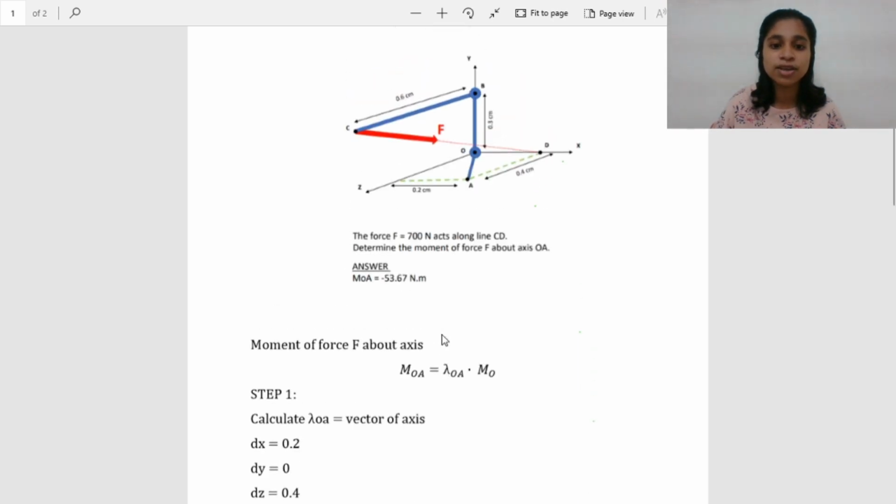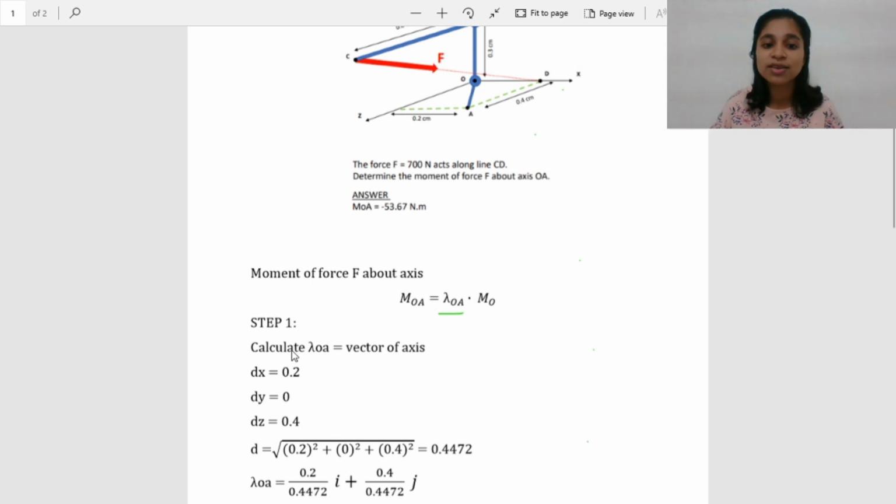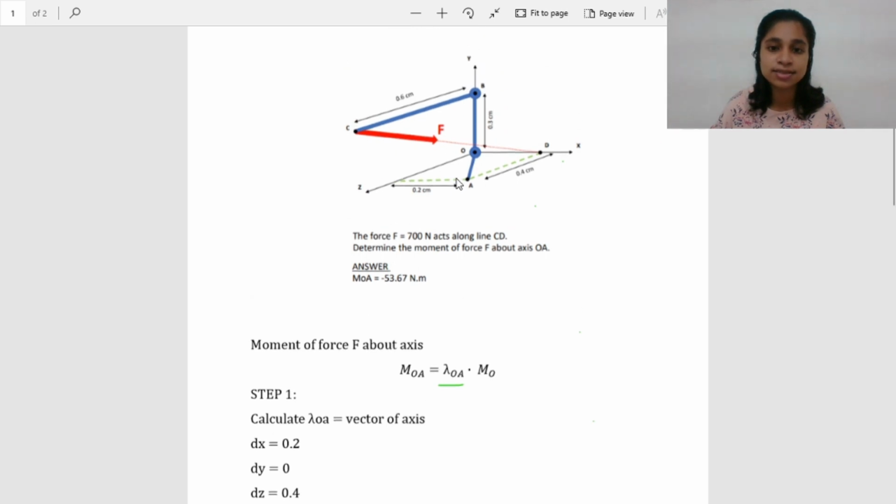So first of all, we have to write down the formula of moment of force F about this axis OA, which is equal to the vector of axis OA dot product with the moment of force on a point about this axis OA. Step 1. We have to calculate the vector of axis OA, which is this axis.